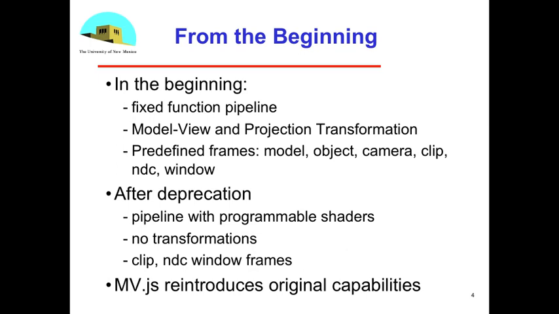But what we've done with mv.js is say, let's reconstruct those functions that used to be in the fixed function pipeline. We did that with rotation and translation and scaling. We're going to do the same thing so that we can make the equivalent calls to get a model view matrix and a projection matrix. But the big difference is that rather than those matrices actually doing something within the fixed function pipeline, they're simply going to produce matrices, and you can decide what you want to do with those matrices.